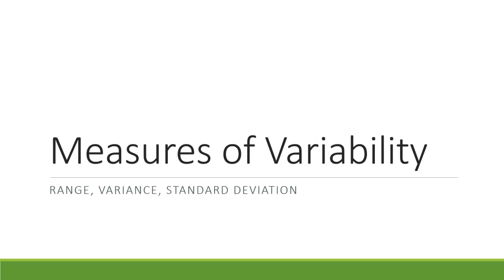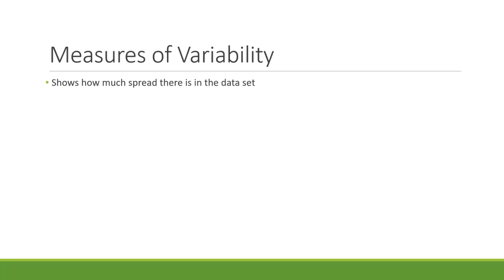Let's talk about the measures of variability. Now that's your range, your variance, and your standard deviation. So the measures of variability shows how much spread there is in a data set. We can measure it by, again, range, variance, and standard deviation. So it's showing the spread of the data across the entire data set.